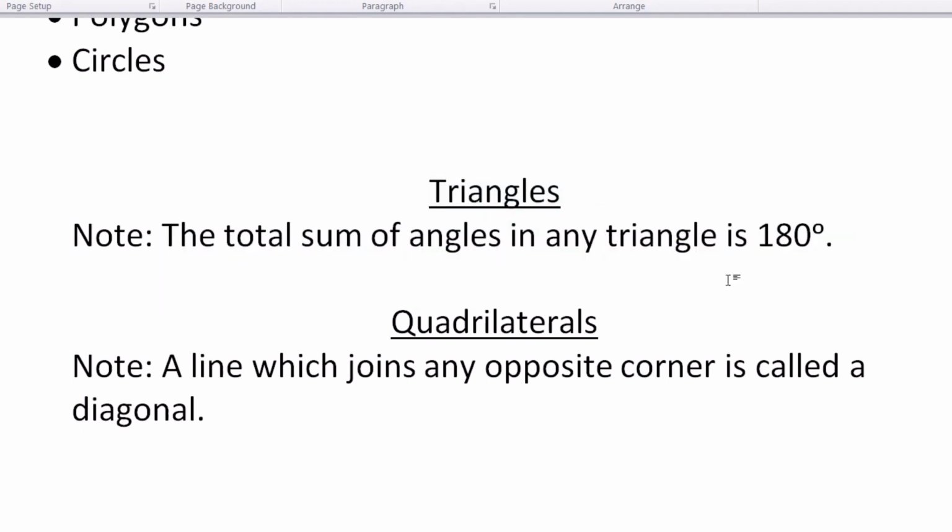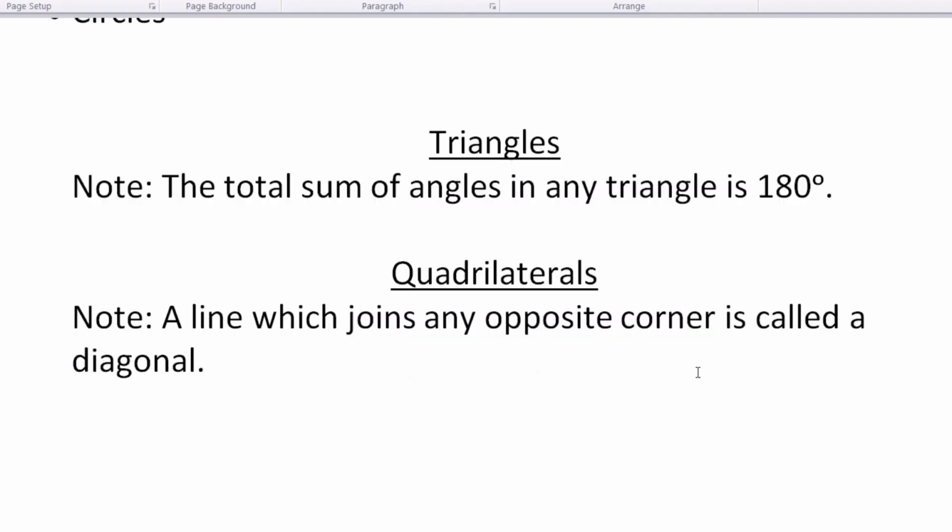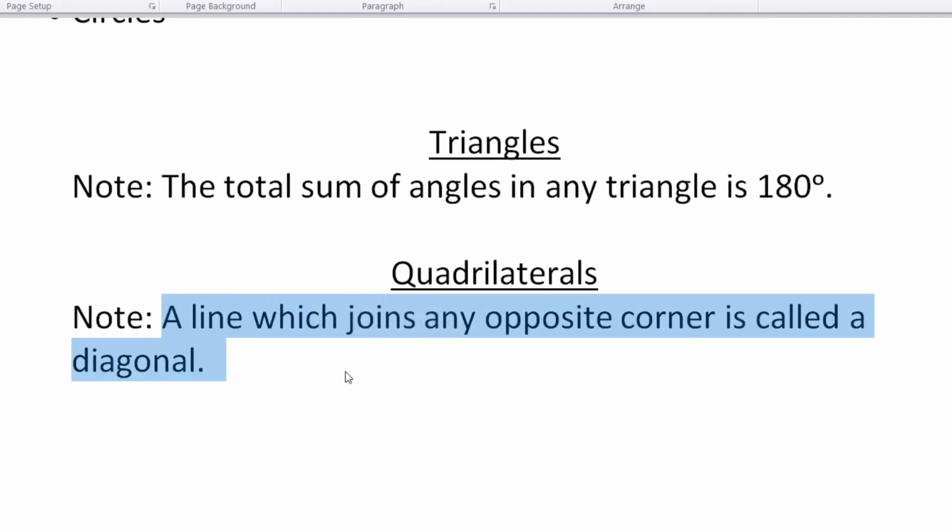What is a quadrilateral? A quadrilateral is a plane figure bounded by four straight lines or sides. And to note, a line which joins any opposite corner of a quadrilateral is called a diagonal.